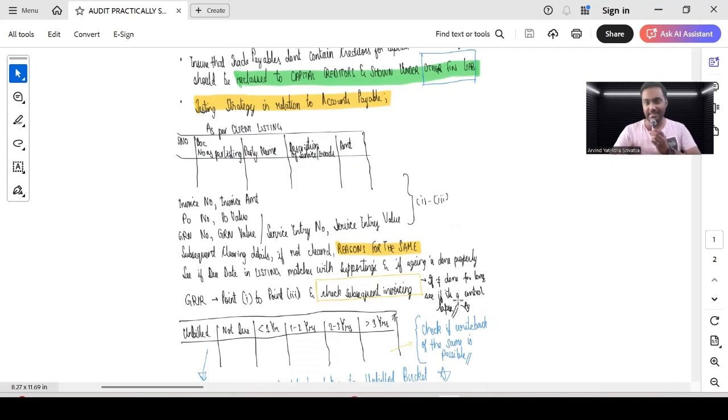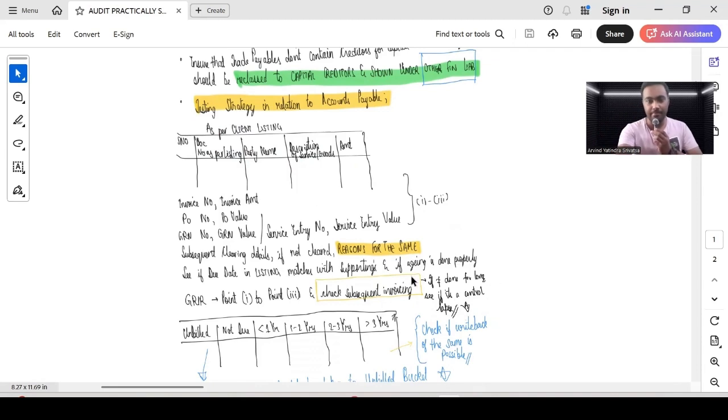Basically, GRIR is a transitory account, guys. It's a temporary account if I have to give you a perspective. Initially, when you book an expense, you will pass the entry expense account debit to GRIR. Then your GRIR account would be debited and your trade payables would be credited, thereby facilitating a movement from your GRIR to your trade payables. I hope it's very clear, guys. This was a very basic gist. If you want the detailed explanation, you can go to the audit of OPEX video and you can find a lot of clarity there.